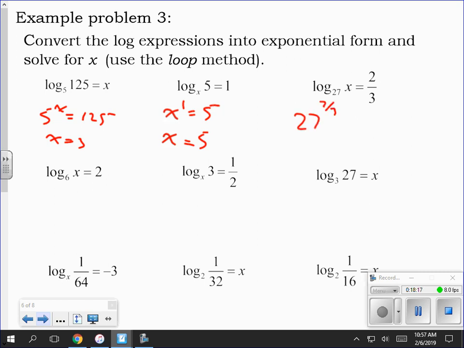27 to the 2/3 power is equal to x. Once again, this is a problem straight out of the last chapter. What's 27 to the 2/3? You have to figure it out. So the 3 in the denominator means cube root. Cube root of 27 is 3. The 2 in the numerator means I square that, which gives me 9. So x equals 9.